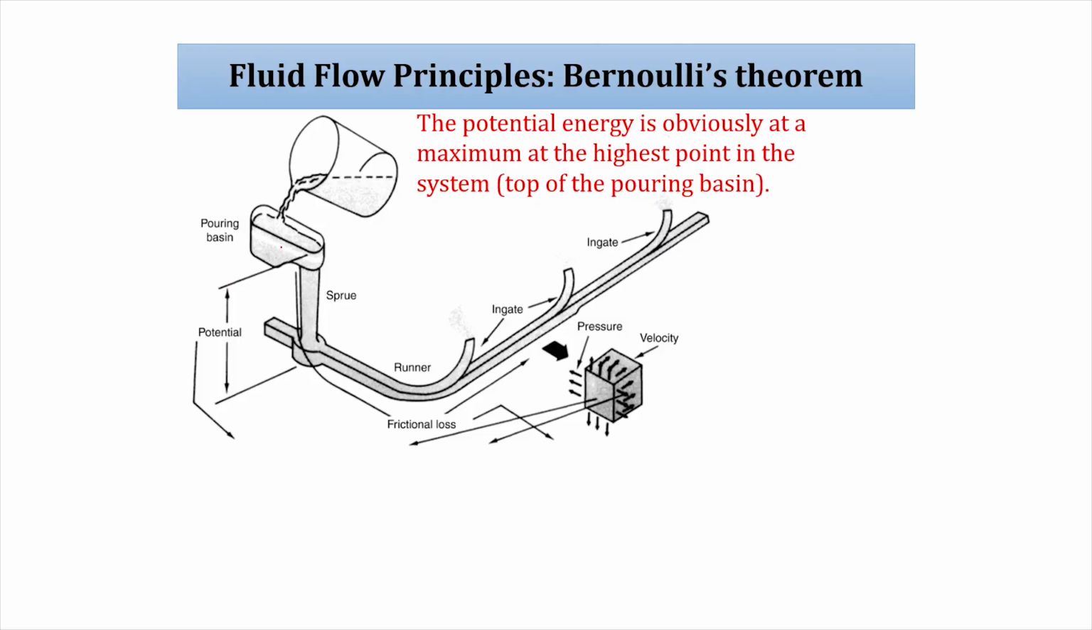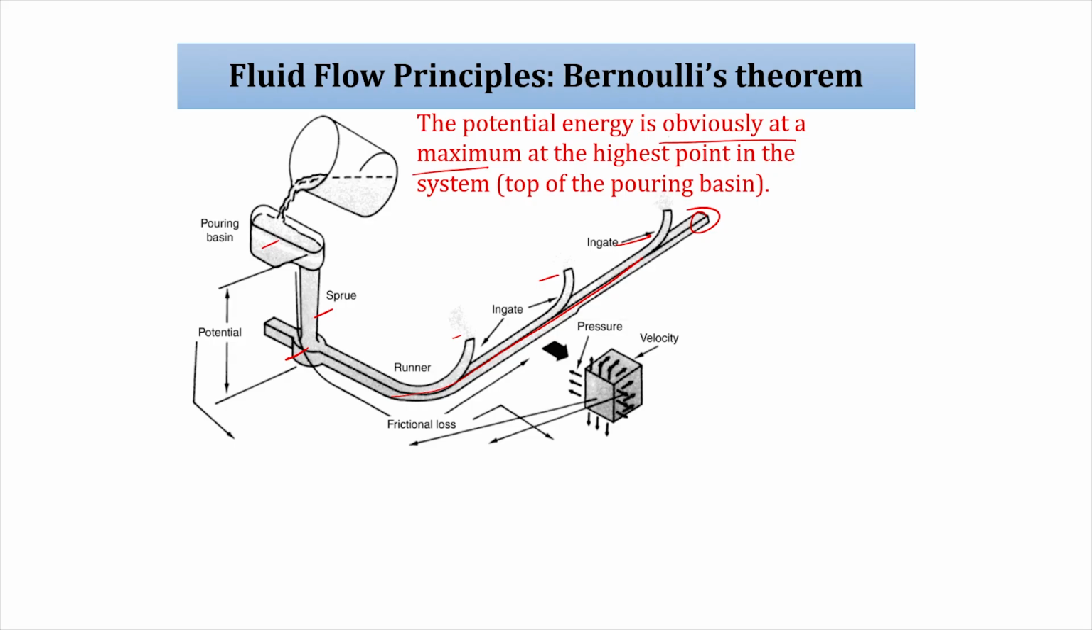Let us understand this phenomenon properly. This is our gating system: this is the pouring basin, sprue well, then runner and runner extension, and some ingates. Three ingates are shown; many ingates can be developed. As you are pouring, the potential energy is obviously at a maximum at the highest point in the system, the top of the pouring system, the pouring basin.